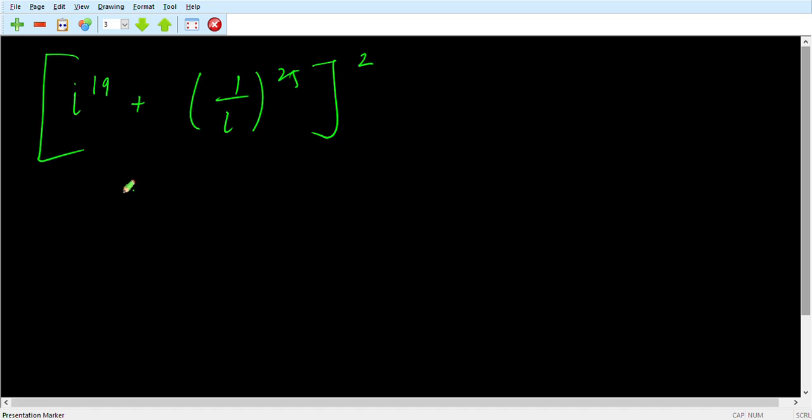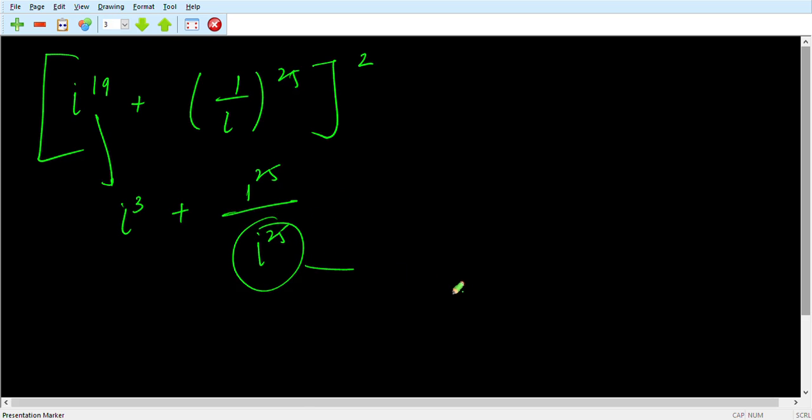You should divide this 19 by 4, and you will get the remainder 3. So instead of this you can write iota to the power 3 plus 1 upon iota to the power 25. Now iota to the power 25, if you divide the power by 4, you get the remainder 1, so iota to the power 1 is iota itself, right? So it's very easy to solve. See here, iota to the power 3 will give you minus iota. So minus iota plus 1 upon iota.